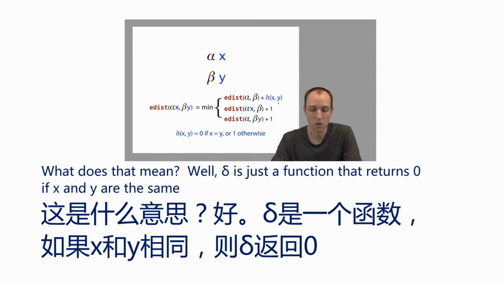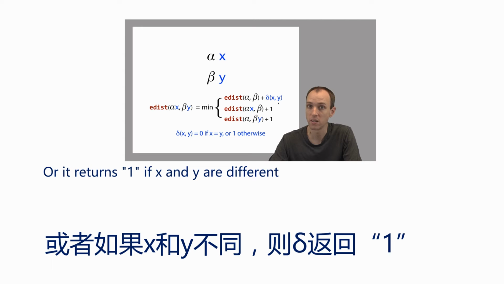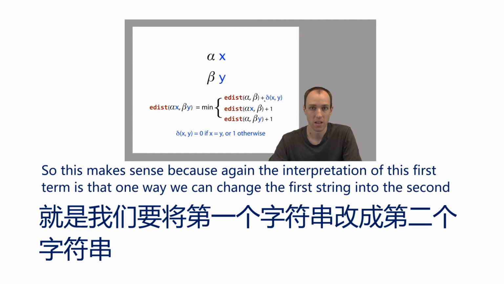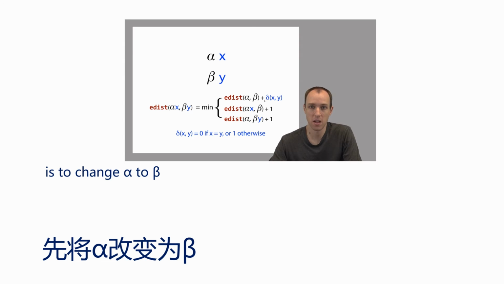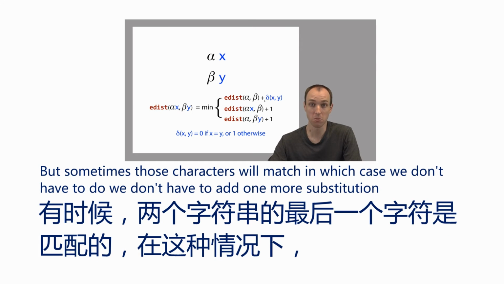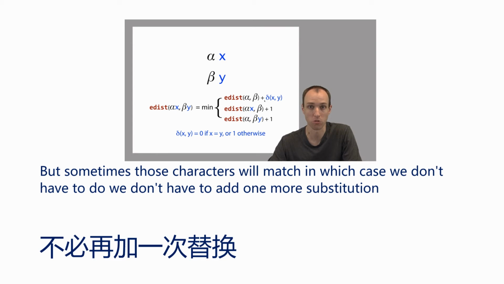What does that mean? Well, delta is just a function that returns 0 if x and y are the same, or it returns 1 if x and y are different. So this makes sense because, again, the interpretation of this first term is that one way we can change the first string into the second is to change alpha into beta, and then possibly, if needed, to add one more substitution to turn the final character of one string into the final character of the other. But sometimes those characters will match, in which case we don't have to add one more substitution.